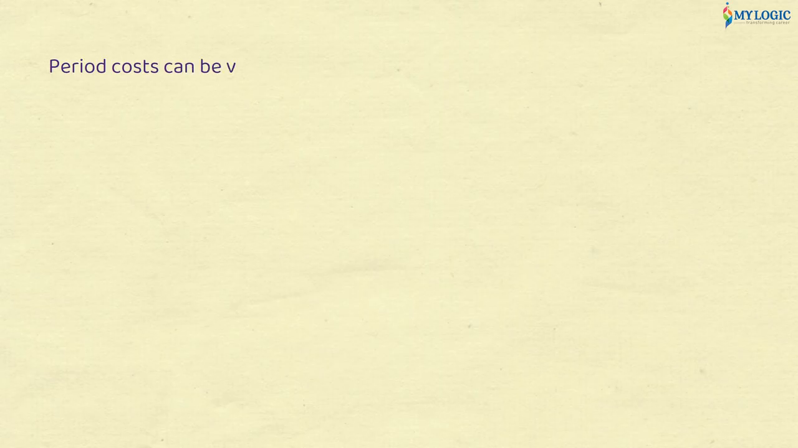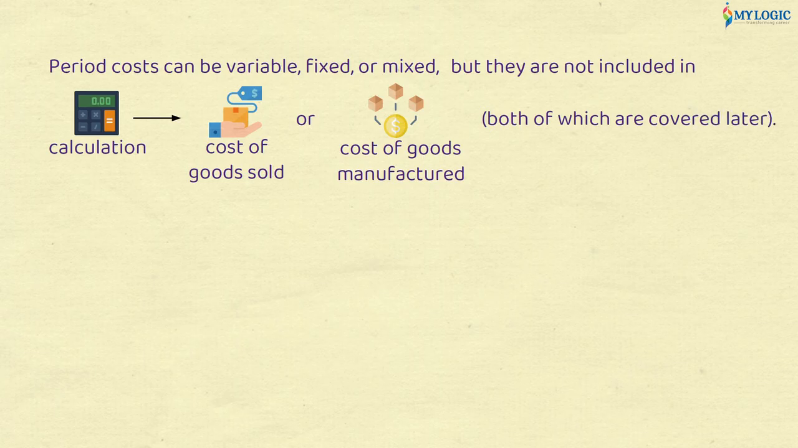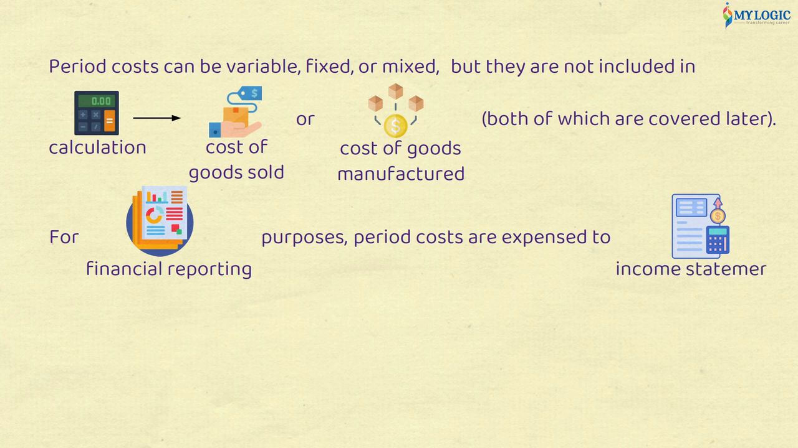Period costs can be variable, fixed, or mixed, but they are not included in the calculation of the cost of goods sold or the cost of goods manufactured, both of which are covered later. For financial reporting purposes, period costs are expensed to the income statement as they are incurred.